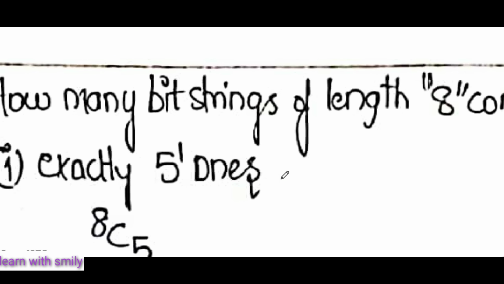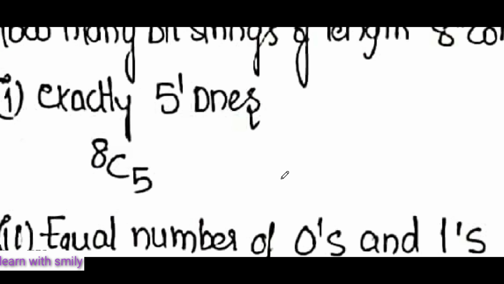Let's go ahead with another example, about 8 bits in a string. Here we have a string of length 8. The first case is exactly 5 ones. It needs a string containing exactly 5 ones, so out of 8 we will choose 5.